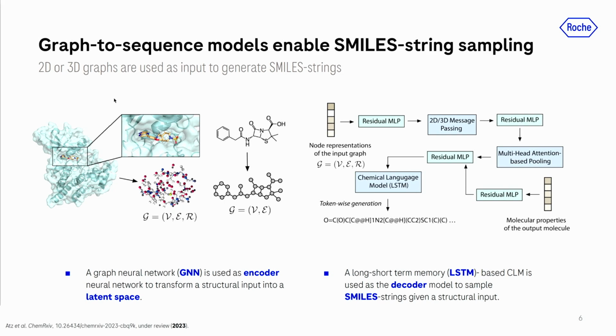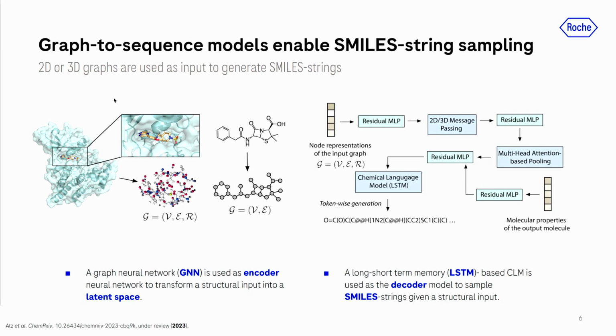decoder part. So the graph is encoded using 2D and 3D message passing, 3D for the protein structure, 2D for the ligand. Some attention-based pooling is used to pool the node features to molecular features. Molecular properties are optionally used as a second input, so we looked into both aspects. And then a molecule is generated using an LSTM.